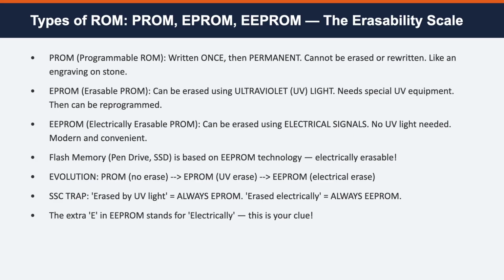EPROM has one letter E. That E stands for erasable. It uses the older method, ultraviolet light. EEPROM has two letters E. The first E stands for electrically. It uses the newer method, electrical signals. More E's means a more modern method.